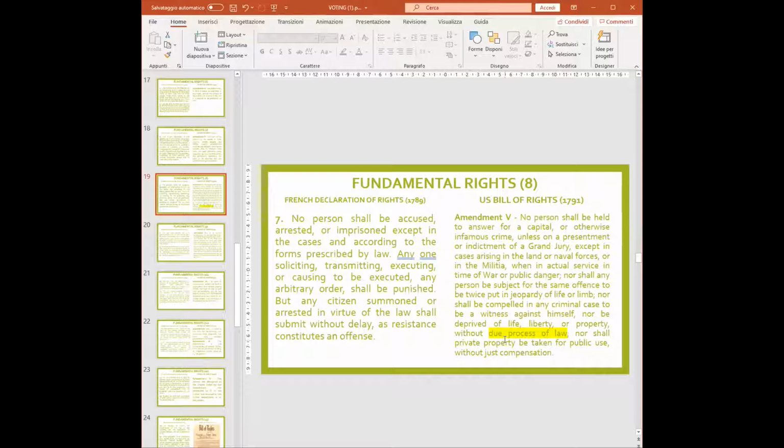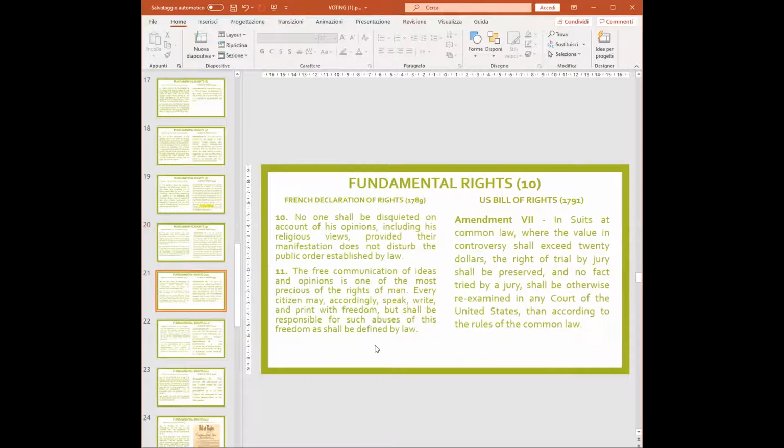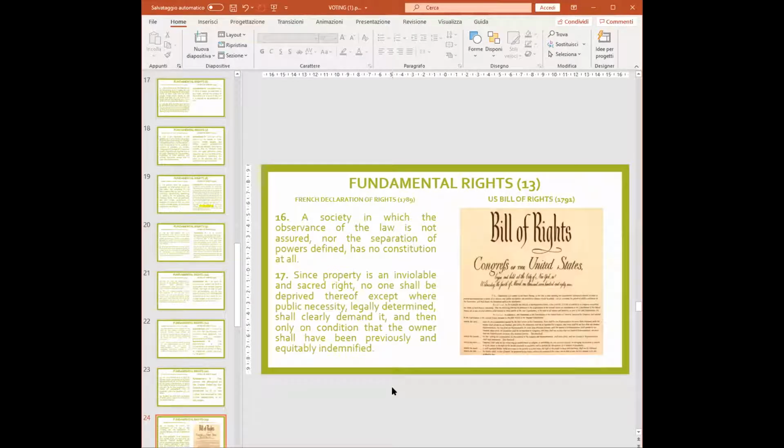Now let's go back to the last point, which is very important for what we shall see, Article 16: a society in which the observance of the law is not assured, nor the separation of powers defined, has no constitution at all. This is a very strong principle. First of all, the idea that observance of the law, the principle of what the British call the rule of law. In the UK and US they talk of the rule of law, in France, l'état de droit, Rechtsstaat in Germany, Stato di diritto in Italy, and so on.